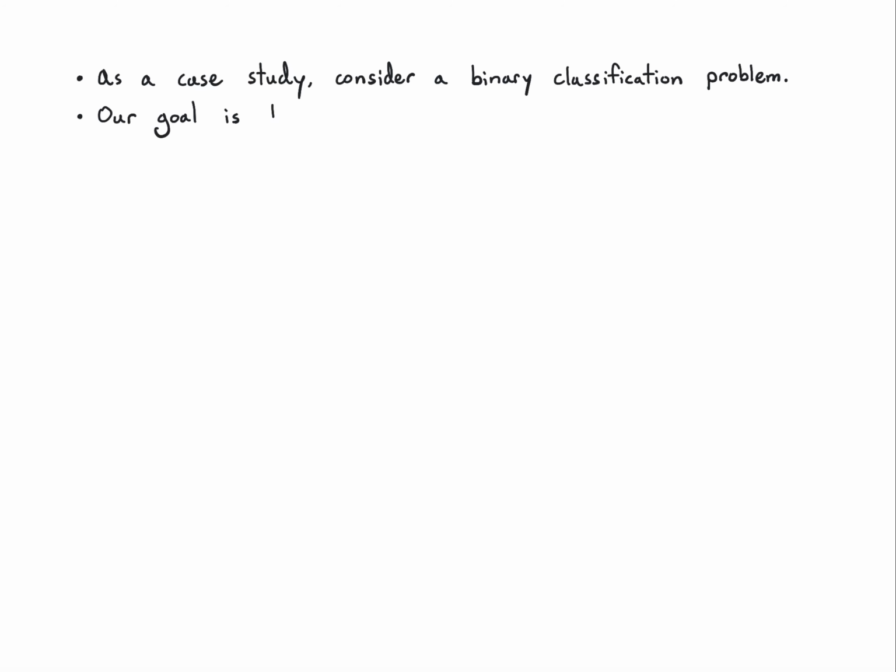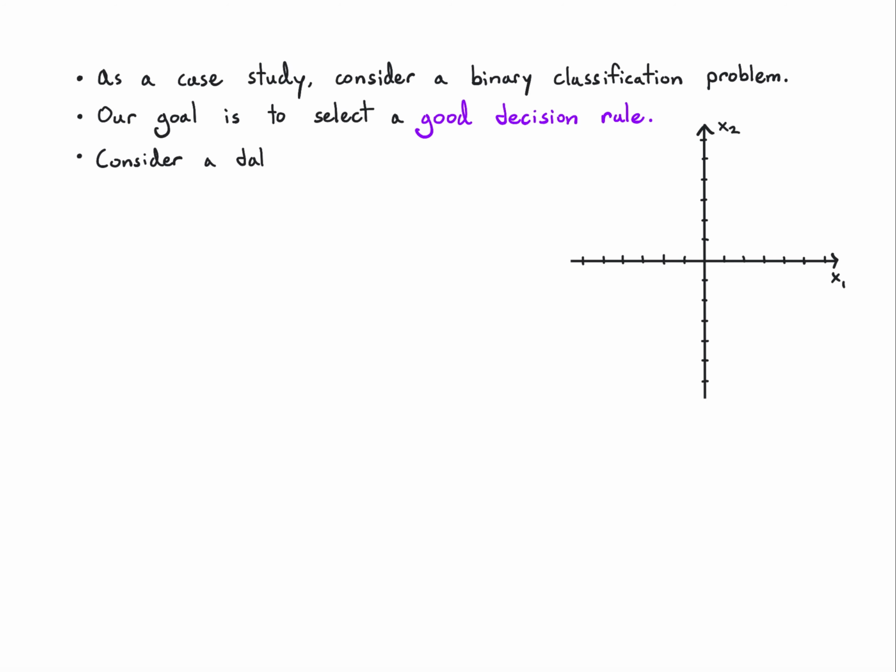Okay, let's wrap up by thinking about a case study that's going to help us move towards our project. So we're going to think about binary classification. Okay, and so what's our goal in binary classification? It's to come up with a good decision rule. All right, and so think about a data set, and this data set is going to just have 2 features, just so I can draw it. So it's going to have x1 and x2.